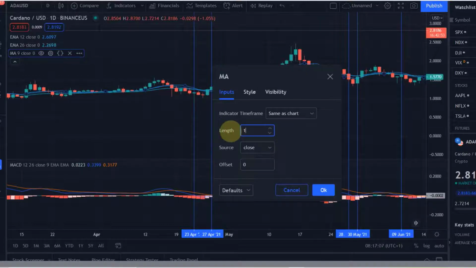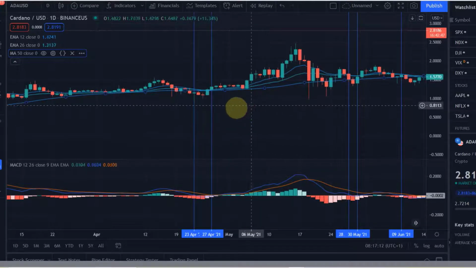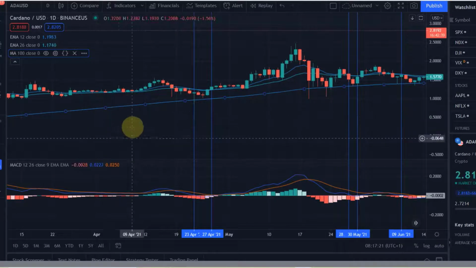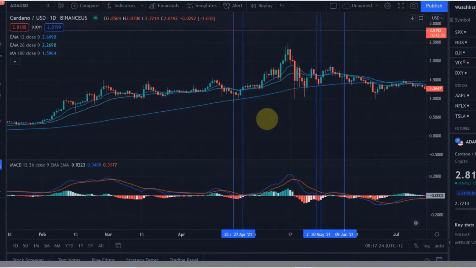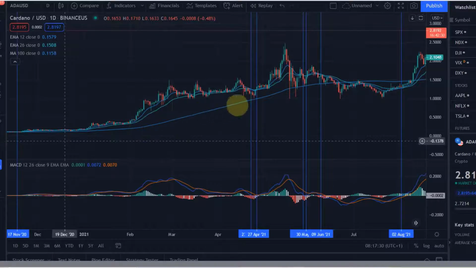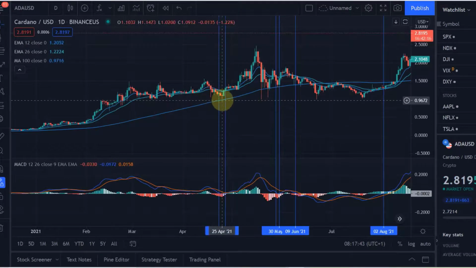So let's say we would have used maybe a 50-day moving average. Let's see. Let's just try the 100. So with the 100 moving average, had you combined the MACD with a 100-day moving average, you would have seen that we would have still been in an uptrend. So maybe because of that, you wouldn't have cashed out. You could have waited until we break that 100-day moving average. So it's important to combine these together.